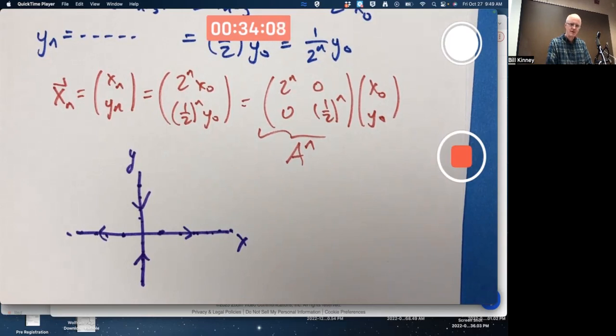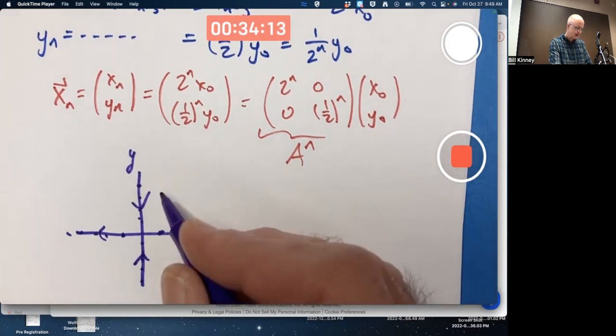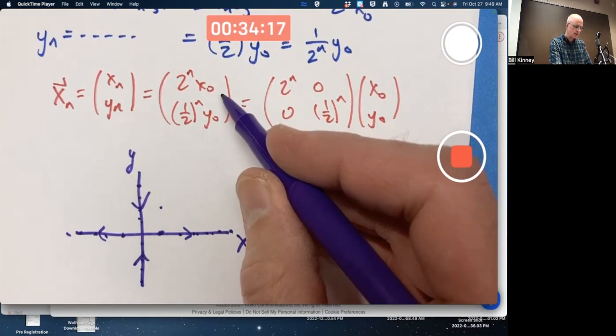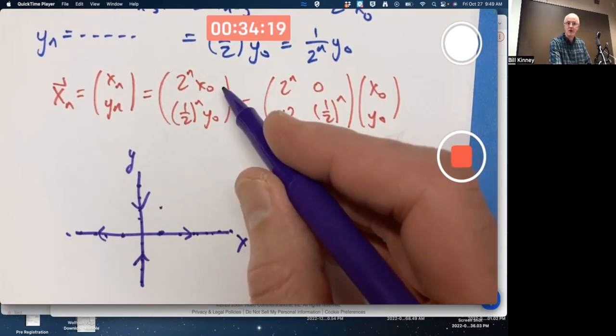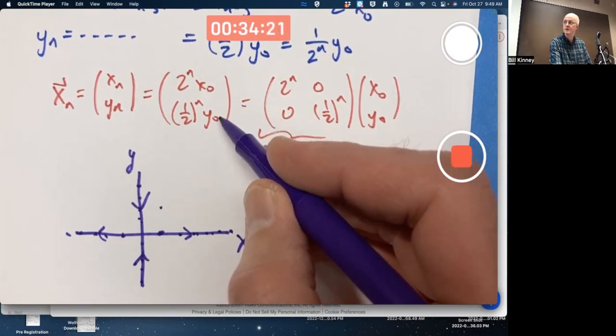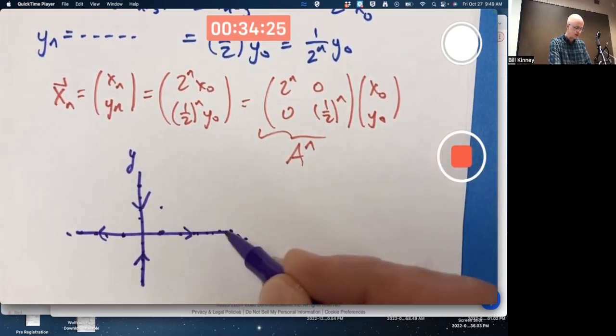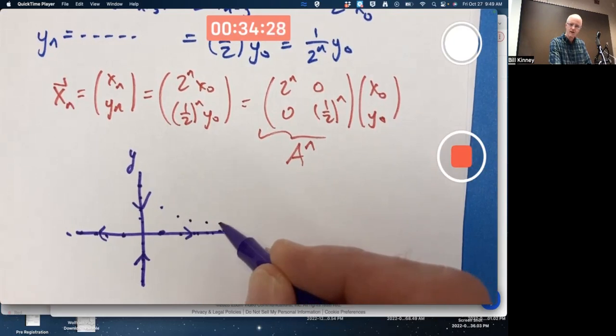What's happening for initial conditions that are not on either axis? Say we started here at 1, 1, plug in x naught, y naught is 1. Well, the x coordinate goes to infinity and the y coordinate goes to 0. This is going to head off to the right forever and ever, but it's also going to go toward the x-axis.